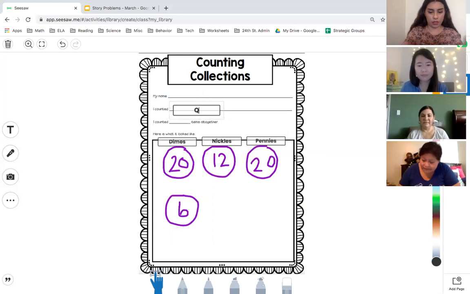I think I like quarters because you can put them in those machines. And I always used to get bubble gum quarters. All right, quarters.